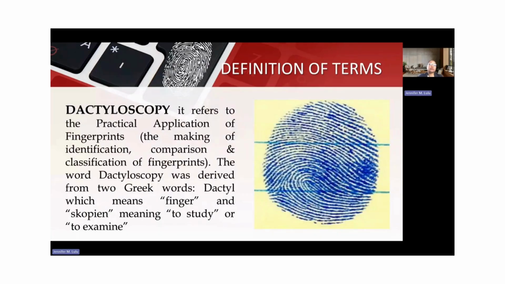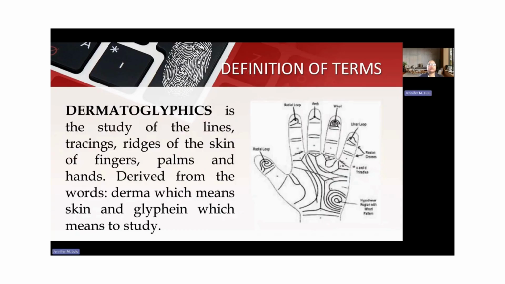Next one, we have dactyloscopy. When we say dactyloscopy, it refers to the practical application of fingerprints, the making of identification, comparison, and classification of fingerprints. The word dactyloscopy was derived from the Greek words dactyl, which means finger, and skopien, meaning to study or to examine. Next one, we have dermatoglyphics. Dermatoglyphics is the study of lines, tracing, and ridges of skin of fingers, palms, and hands, derived from the words derma, which means skin, and glyphin, which means to study.